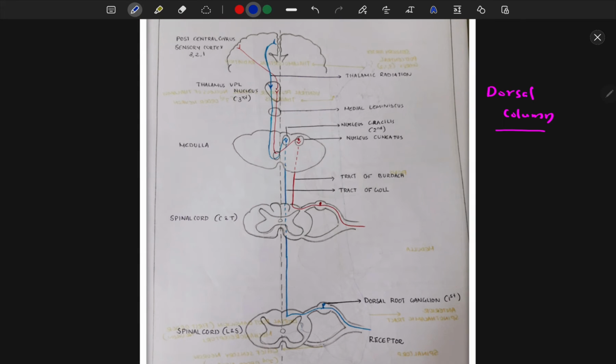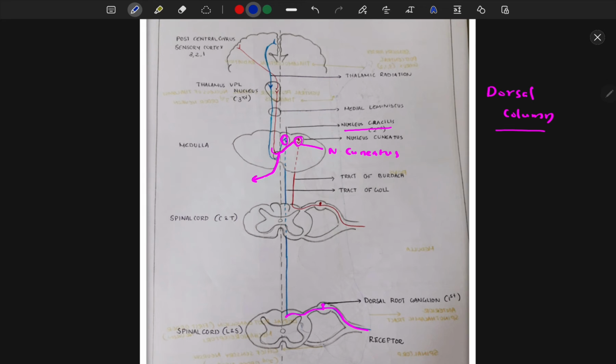So next is the dorsal column pathway, which carries the advanced senses such as fine touch and proprioception. Here you can see this is a first order neuron. Without relaying in the spinal cord, it ascends and relays in the medulla. You can see this is the nucleus gracilis and the other one is the nucleus cuneatus. In the medulla, you can see that they cross to the opposite side.